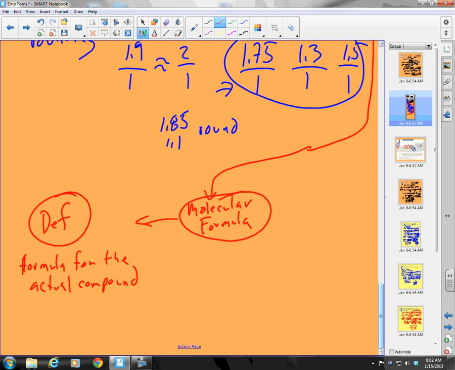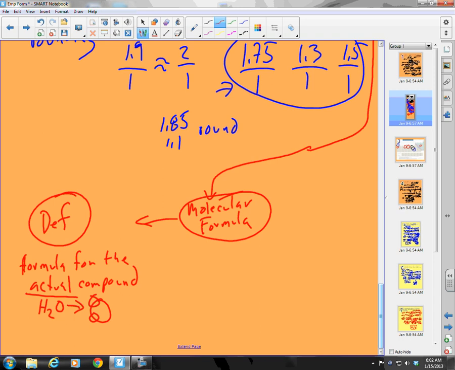Meaning it is not a ratio, it is what the molecule is actually made of. So if I say H2O, that means what? There's one oxygen and there are 2 hydrogens on it. It is not a ratio, it is the representation of the actual molecule. So a molecular formula is a representation for the actual molecule, not a ratio.